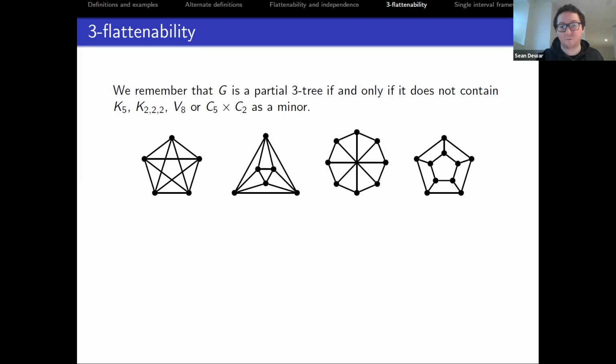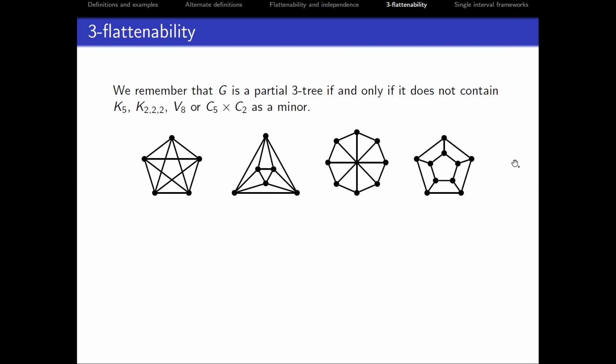Okay, so where we left off, we had a result a lot earlier saying that a graph is a partial 3-tree if and only if it doesn't have one of these forbidden minors: K5, K2,2,2, or the octahedron, V8, or C5 cross C2.